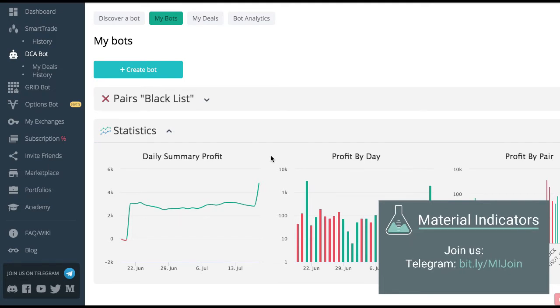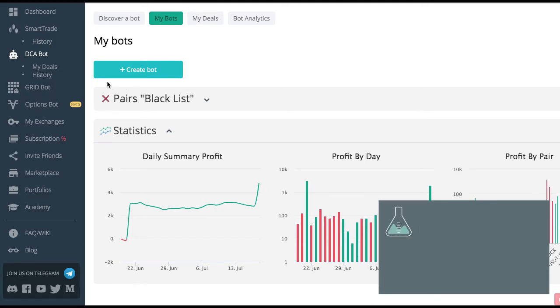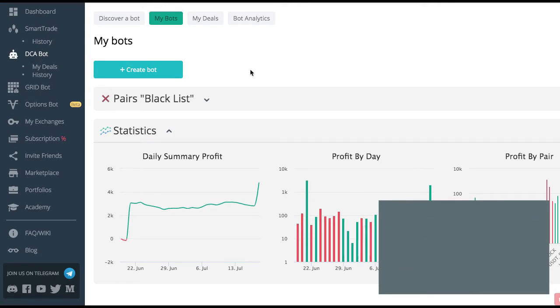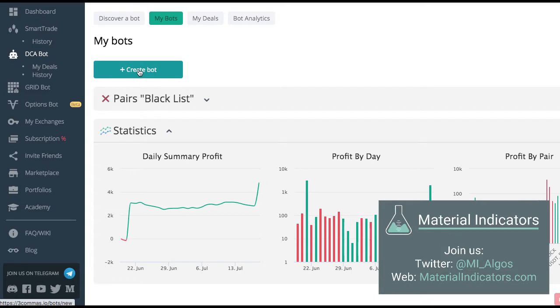First thing we're going to do to get started is log into our 3commas account. Once the account is loaded, I want you to click on DCA bot on the left side. The next step will be to click on Create Bot.